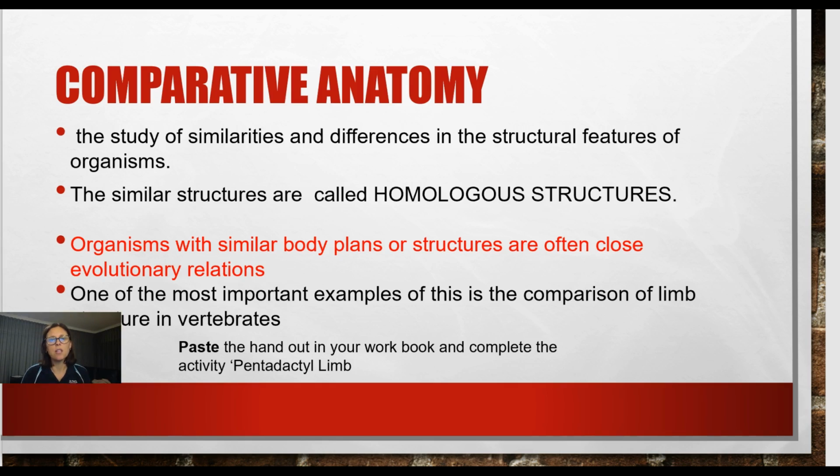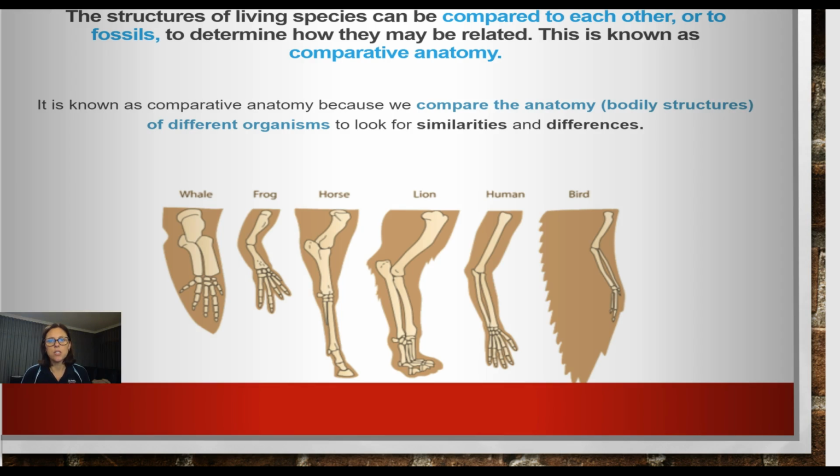So if I go to the next slide here, you'll see the structures, which is the pentadactyl limb, across a variety of different organisms here. So you can see the human, second from the right, and we have got that one upper bone, which in us is our humerus. Then we've got our ulna and radius, and then we've got our carpals, metacarpals, our phalanges, and so forth. But if you look at the bird, they've got some similar structures there.